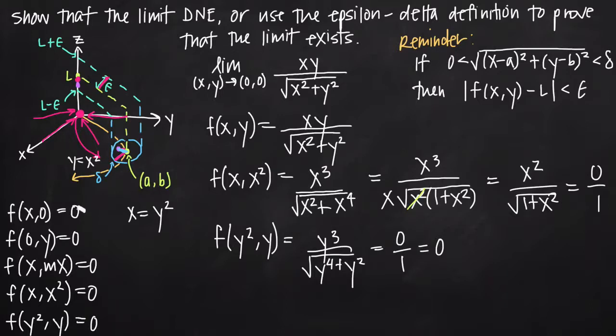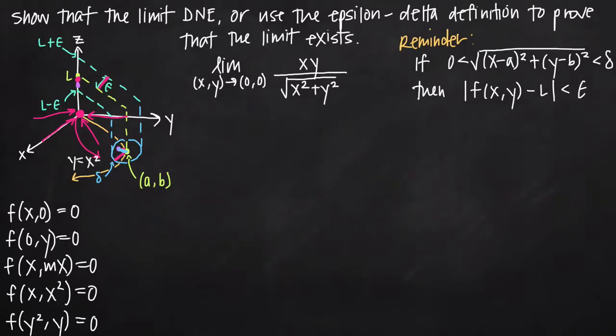These are usually the paths along which we test for the limit when we're approaching the point 0, 0. Because they're all equal to 0 and we didn't find any discrepancy, we have to move to the precise definition of the limit. This is now our third step to see if we can prove that the limit exists.